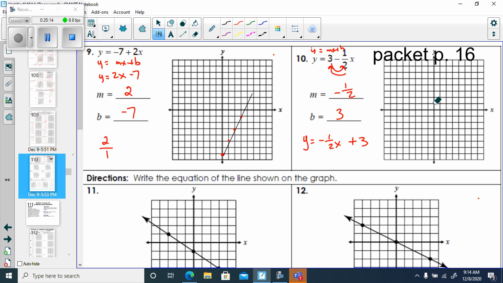So I start at 3 on my y-axis. And I would go down 1 and in the positive direction 2. Down 1 and in the positive direction 2. That makes sense. My slope is negative, so it should be going down. Here's my line. Okay.